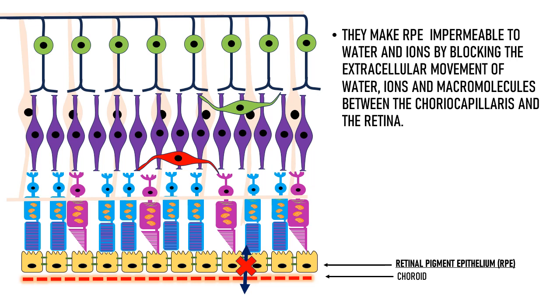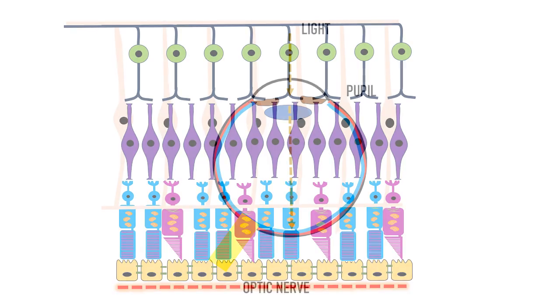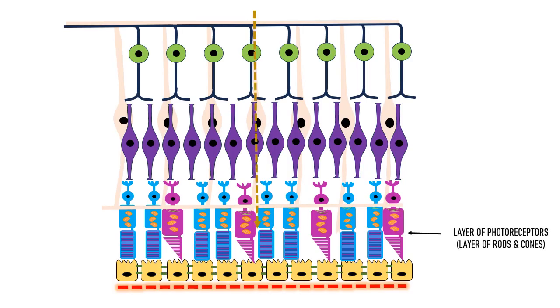We will talk more about RPE later, but before that we need to first understand the layer that lies internal to it, which is the photoreceptor layer. When light rays fall on the eye, it passes through the cornea, aqueous humor, lens, vitreous cavity, and through the inner layers of retina to reach the photoreceptor layer.